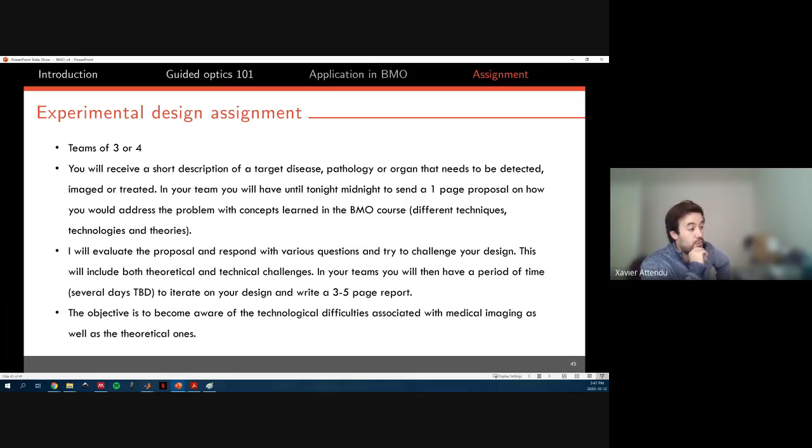One of the objectives, like it's written, is to become aware of also the technical difficulties. You've learned a lot about the theoretical, how each of the different modalities or different techniques work. But what I'm going to challenge you on also is how it would work in, quote unquote, real life. So the technical challenges that you might face. Does that make sense?